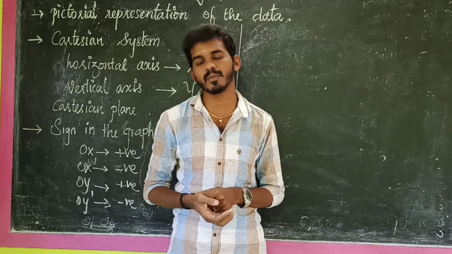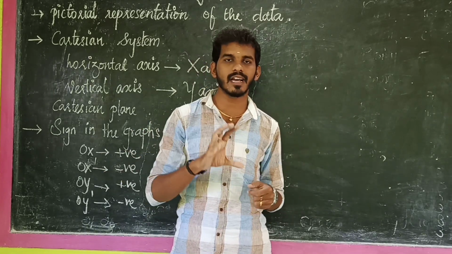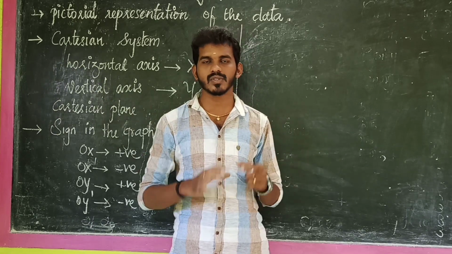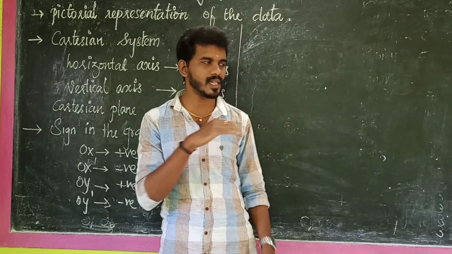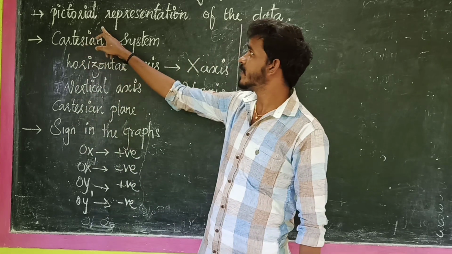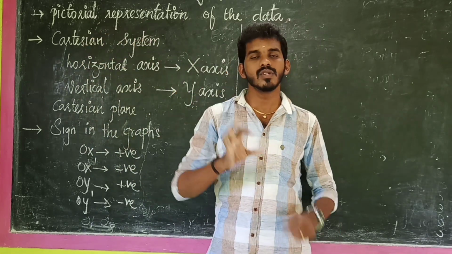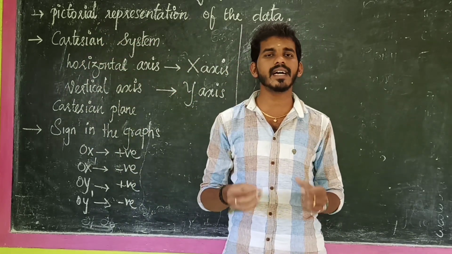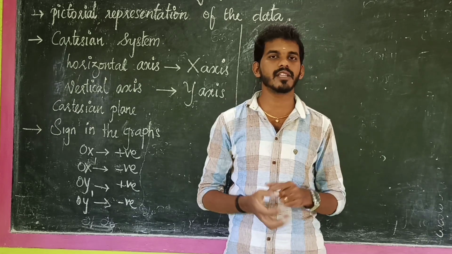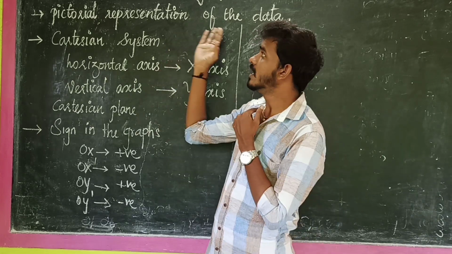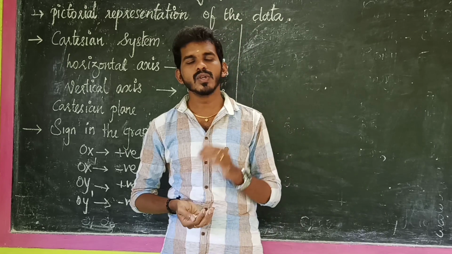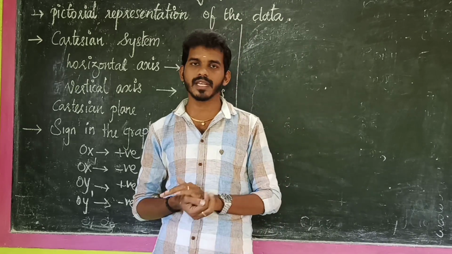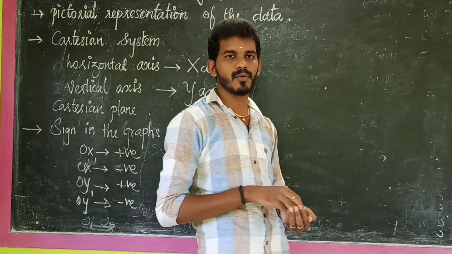The pictures we use here are, as you studied, the bar graph and the pie chart. We will see these kinds of graphs, and you will understand as we go along. It is a pictorial representation. We are going to represent the data in the form of a picture, and that is known as a graph. So why do we go for a graph?